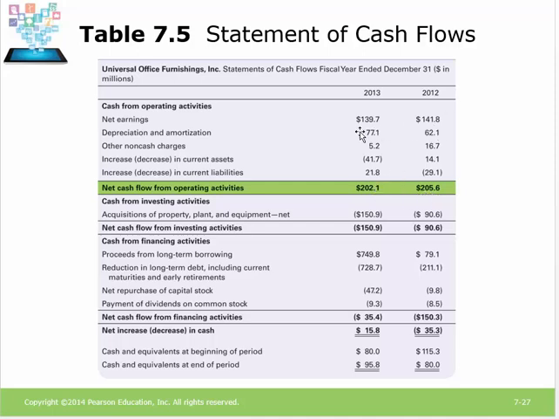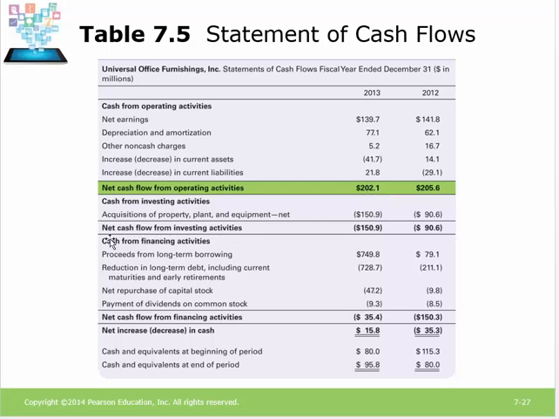Well, they have less earnings. Now they have more depreciation. They have less in other non-cash charges. But these changes here have generated a little less cash than last year, a little bit more than $2 million less.